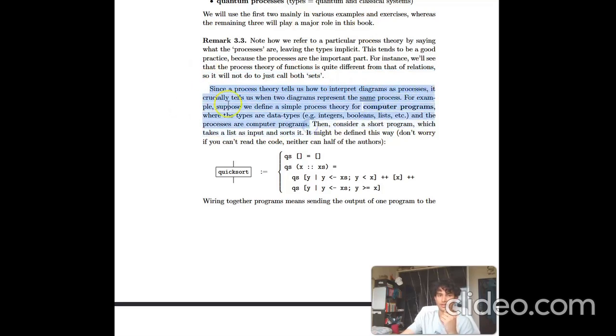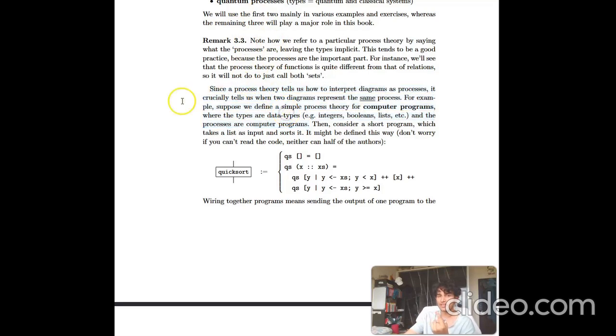Okay, let me explain this part. A process theory tells you how to interpret diagrams as processes. It crucially tells you when two diagrams are representing the same process. This is what I was talking about in the intro. When you have a certain overcomplicated diagram, knowing how to reduce it into a simpler form is the strength of using this diagrammatic approach to quantum processes. Oftentimes it helps reduce a very complicated quantum system into something much simpler, more understandable and intuitive.